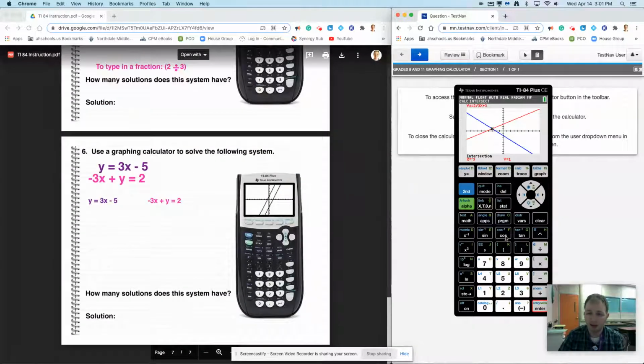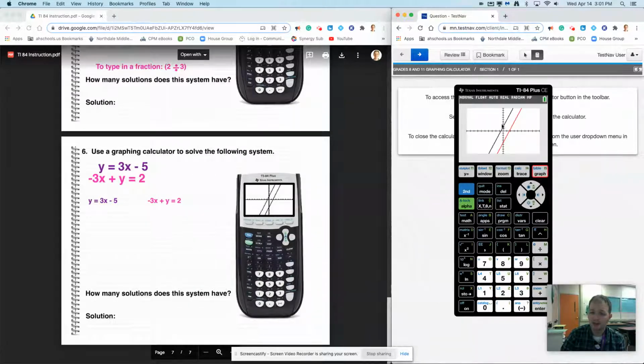My very last one here that I'm going to look at. So I'm just going to clear out my 2 equations. So my first one's already set up in y equals, so I just need to type that in, 3x minus 5, which I actually put in the second line, but it doesn't really matter where you put it. And then I'll solve this one for y. So I'm just going to add 3x, and I'm going to add 2. And then I'm going to graph this again.